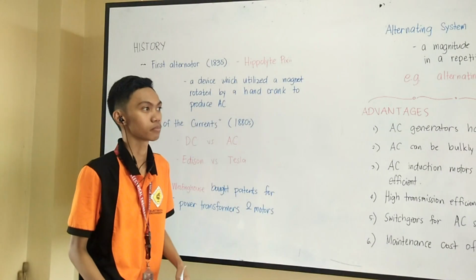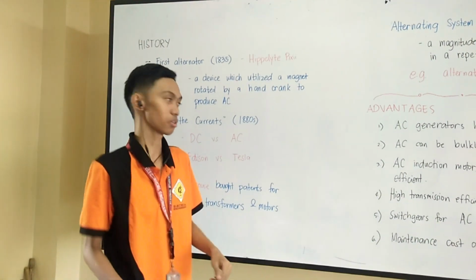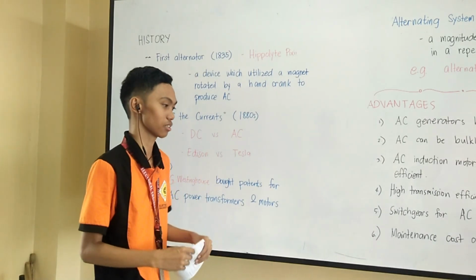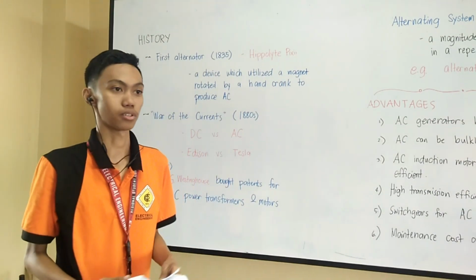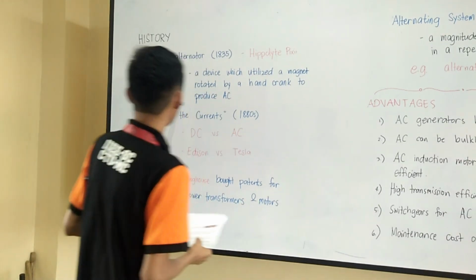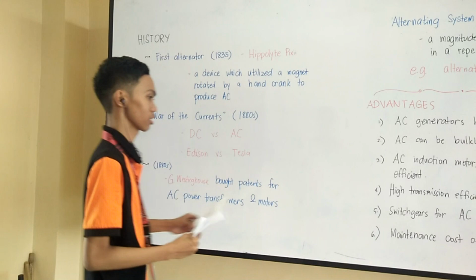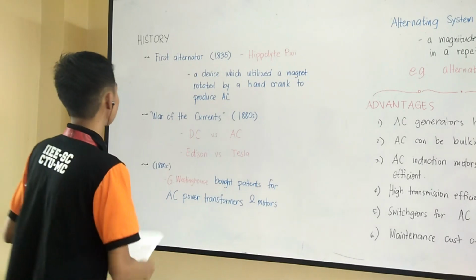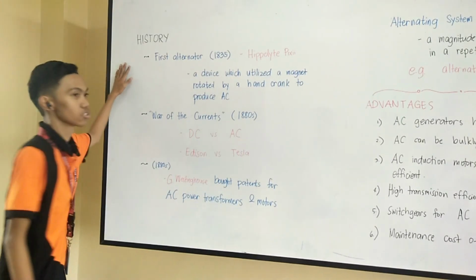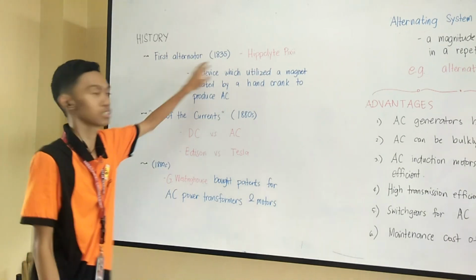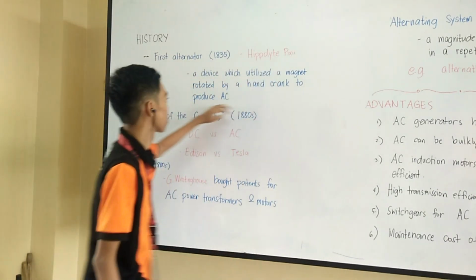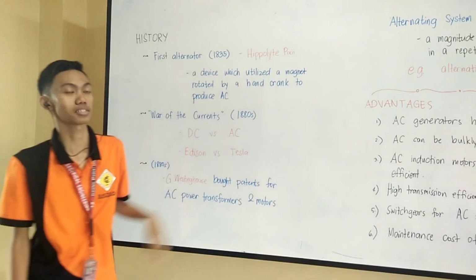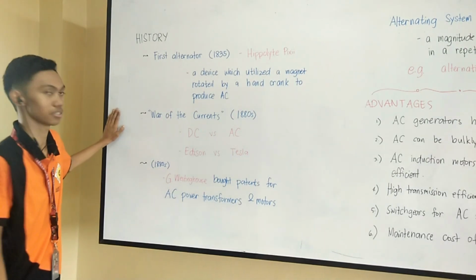Good morning, everyone. So previously in our first semester, we talked about DC circuits. So these are circuits with DC excitation. So it means that all our sources were batteries and alike. So in circuits 2, we are going to discuss the AC system. Before we discuss the AC system, let's first talk about the history of AC. The first alternator was built in 1835 by Hippolyte Pixii. The first alternator was a device which utilized a magnet rotated by hand crank to produce AC.